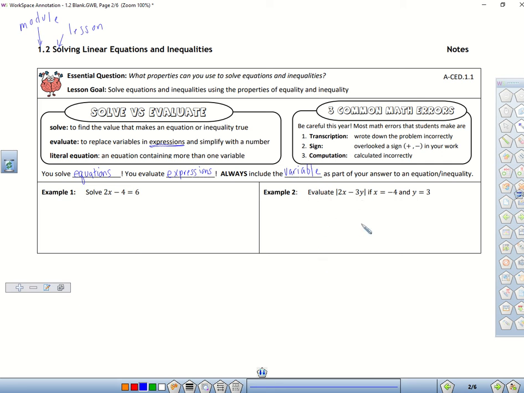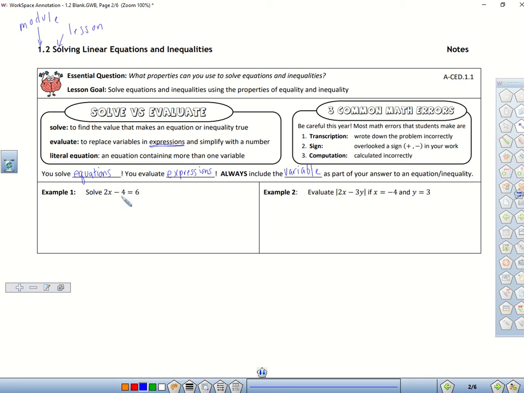You're always saying like x equals 3. X is greater than 3. That would be a solution to an equation or an inequality. So here we're just going to solve a 2-step equation. So you should all have done this before, but we'll refresh your memory on that.